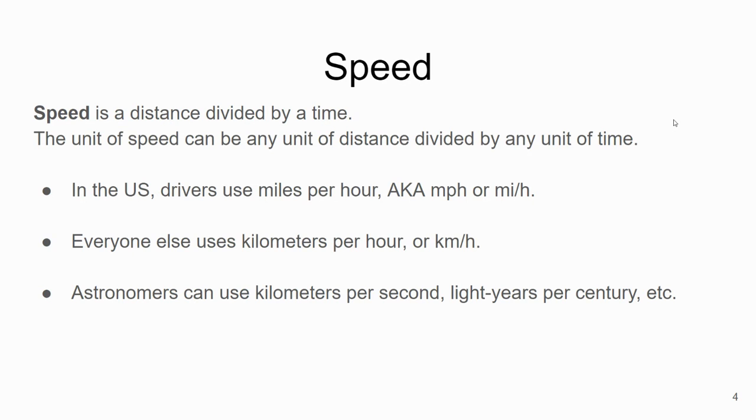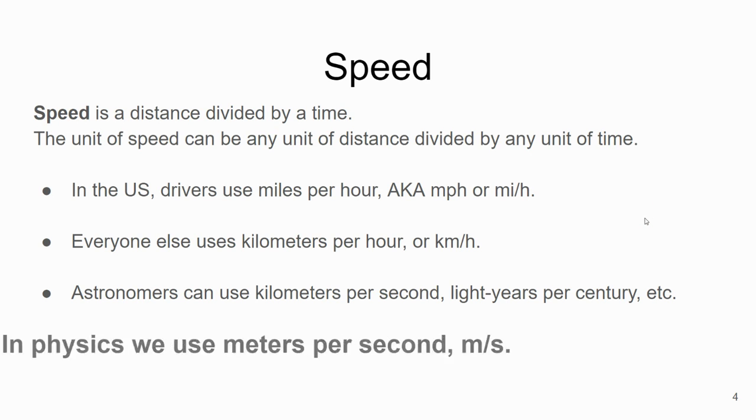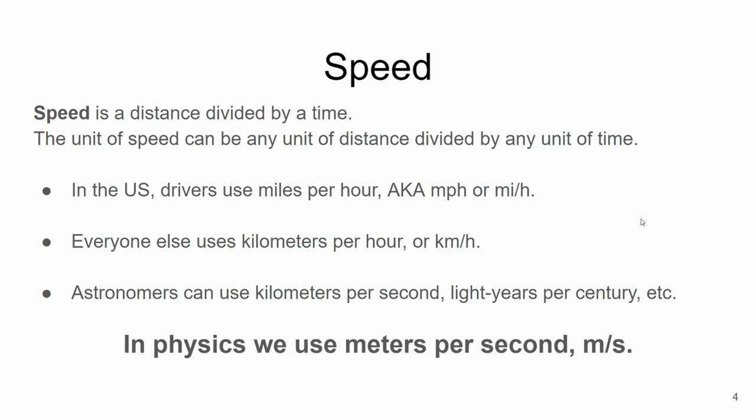So we come to this idea of speed. So speed is any unit of distance divided by any unit of time. And I talked about how in the US, drivers like miles per hour. That's what we're used to. Most of the rest of the world would use kilometers per hour. It's a much more sensible kind of unit. Astronomers might use a different thing, like kilometers per second, light years per century, etc. In physics this year, we are going to like to use meters per second. So m divided by s, this is going to be the most common unit of speed that we will use by far.